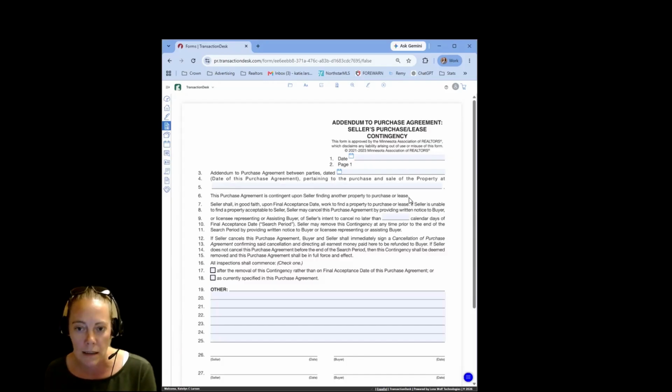Then it goes on to say this purchase agreement is contingent upon the seller finding another property to purchase or lease, which agents used to just write that into the purchase agreement with no other wording whatsoever. How long do the sellers have to find it? What happens if they can't find something? Who gets the earnest money back? Which is why the state was like, we're going to come up with our own form so that we make sure all of these pieces are taken care of.